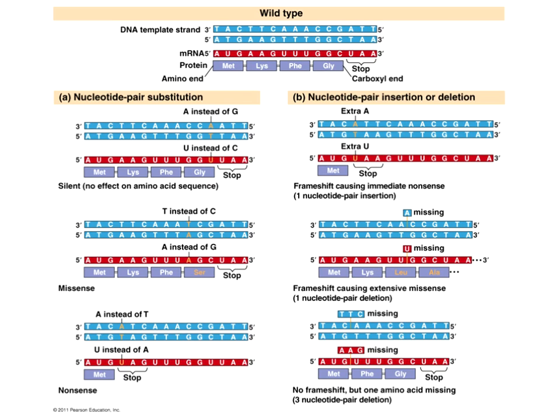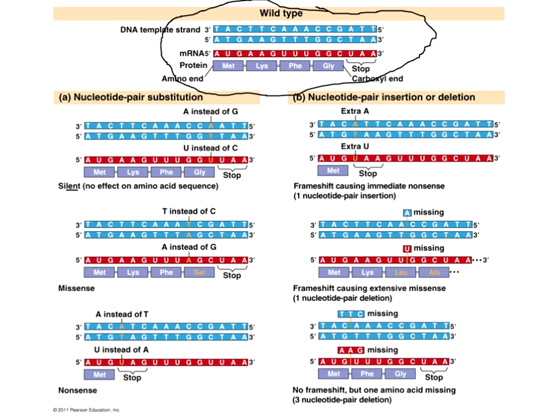So here are some examples of those. Starting up here at the top, we've got the original DNA and RNA. You can see the DNA template, the messenger RNA that's coding, and it's matching up to the top DNA strand there. And then the proteins, the amino acids that would be coded: methionine, lysine, phenylalanine, and glycine. In this A, we have a nucleotide pair substitution.